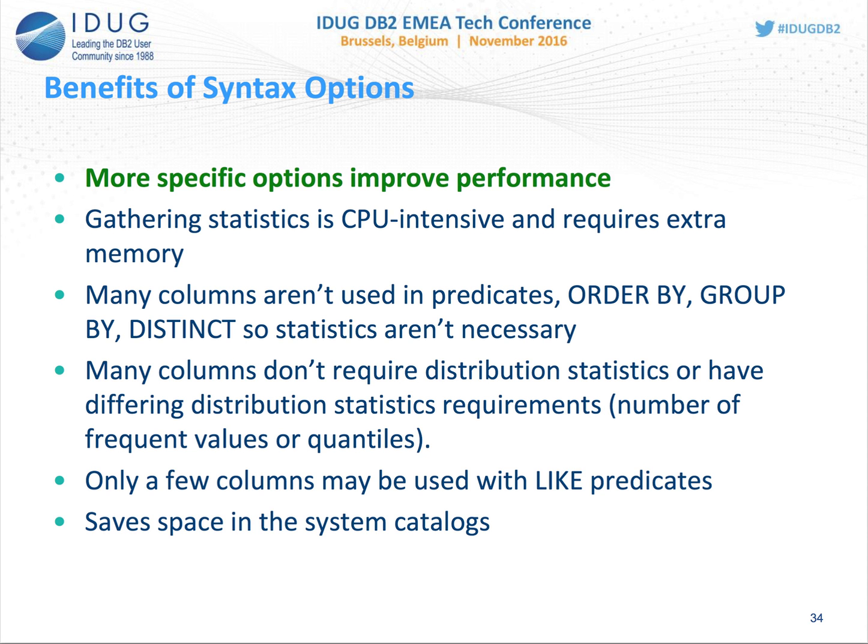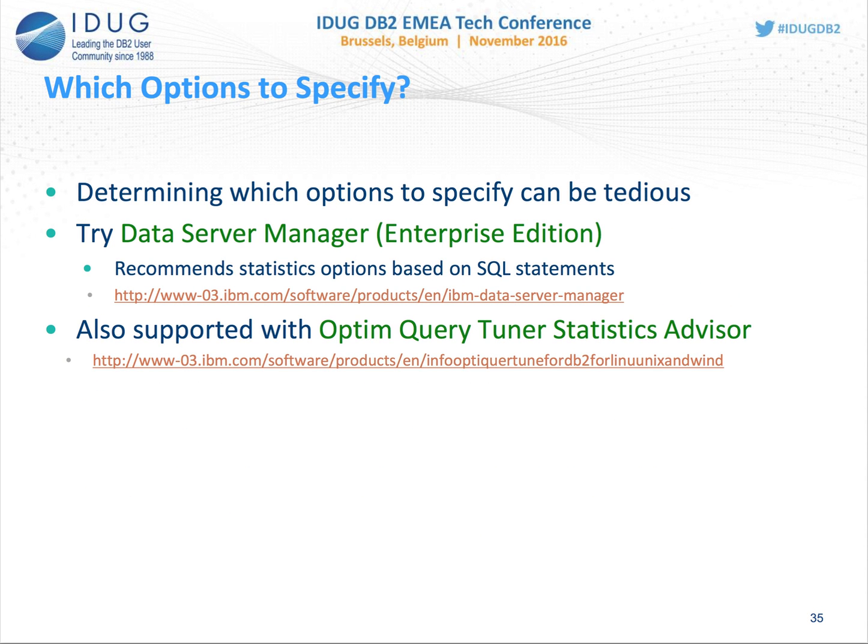However, rather than trying to do all that by hand, what I really recommend is using the statistics advisor that's part of Data Server Manager. That's a far easier way to get a really good set of stats options for your tables. The way this works is that you give it a workload, a set of SQL statements. It's good to give it a good representative sample, and it'll go through and make all those decisions that I showed on the previous page for you. And the stats advisor also existed in the older version of the tool, the Optim Query Tuner.